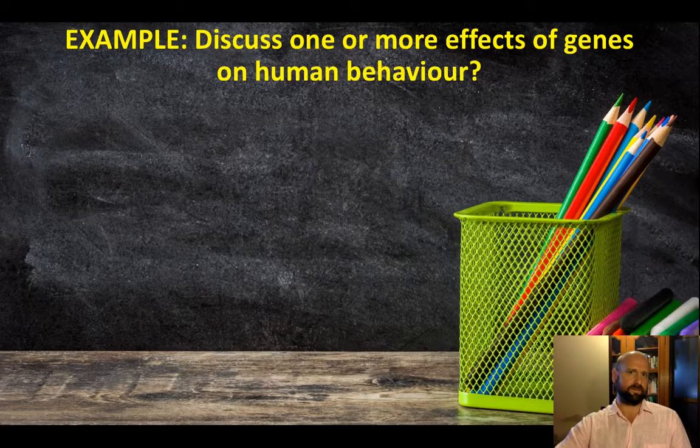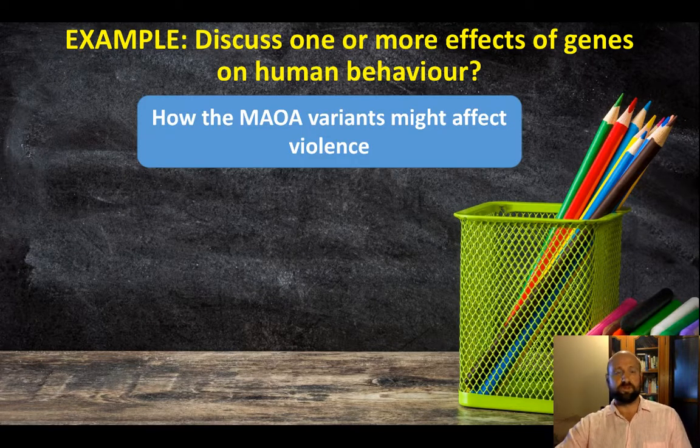Let's have a look at an example. Let's say this was a question, one or more effects of genes on human behavior. Shouldn't end with a question mark, but there we go. So my central argument could be how the low expression of the MAOA gene affects violence. And I get into that by looking at its role on the brain, prefrontal cortex, amygdala, etc. So I'm going to show how I understand how the gene affects human behavior.